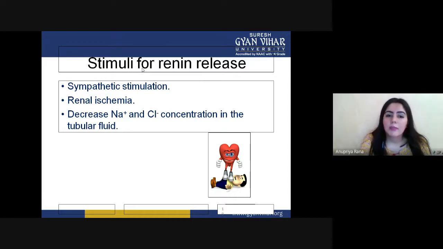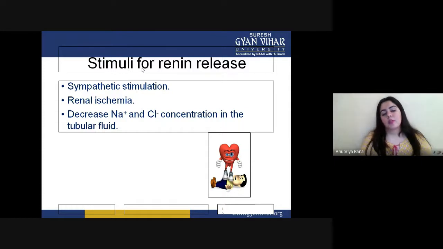Here, the very first is sympathetic stimulation. This stimulation needs sympathetic nerves. Next is renal ischemia, that is, inside the renal artery. Or sometimes renin can be released by a decrease of sodium and chloride concentration in the tubular fluid.